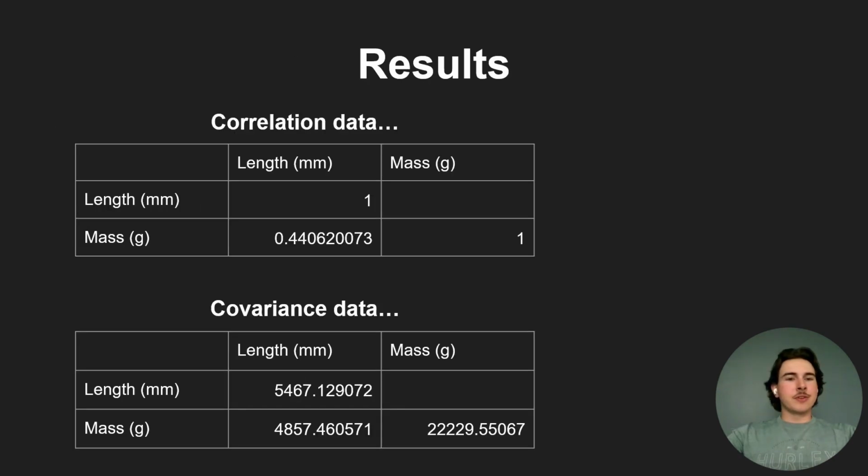All right, so here are our results. As you can see from the top chart, the correlation data chart, you have length and you have mass underneath length, and on the top going across you have length and you also have mass.